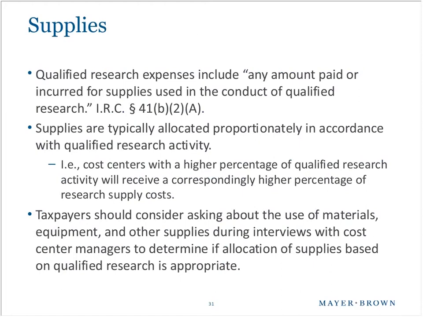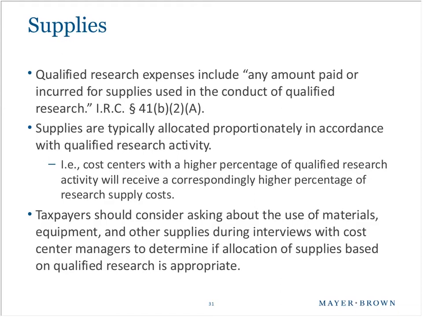Sure. So most of what we've discussed up until this point deals with allocation of wages, of course, but in-house research expenses includes the costs for supplies that are used in the conduct of qualified research as well. So supplies typically are allocated proportionally in accordance with the qualified research activities that are taking place. So in other words, when you have cost centers with a higher percentage of qualified research activity, those cost centers will receive a correspondingly higher percentage of the research supply costs.